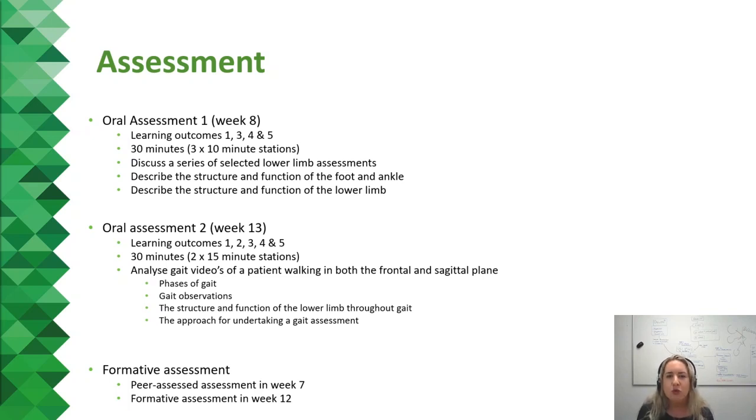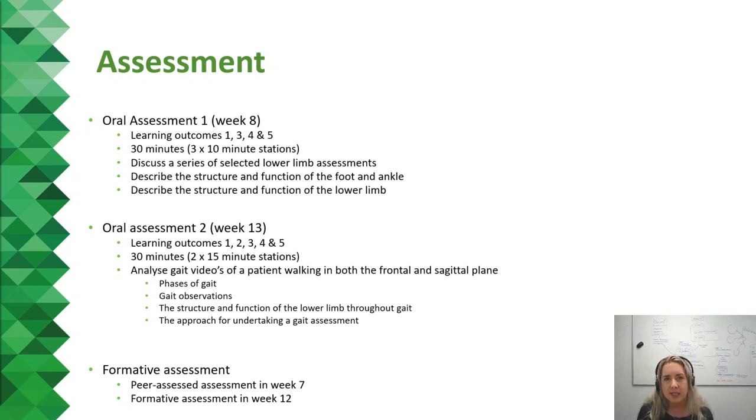Oral Assessment 2 will be held in week 13. Assessment 2 will assess all learning outcomes 1 to 5. It is also 30 minutes, but it will be made up of 2 15-minute stations. The 2 stations include analysis of gait videos of a patient walking in both the frontal and sagittal plane. You will need to discuss the phases of gait, the gait observations, the structure and function of the lower limb throughout gait, and your approach for undertaking a gait assessment.